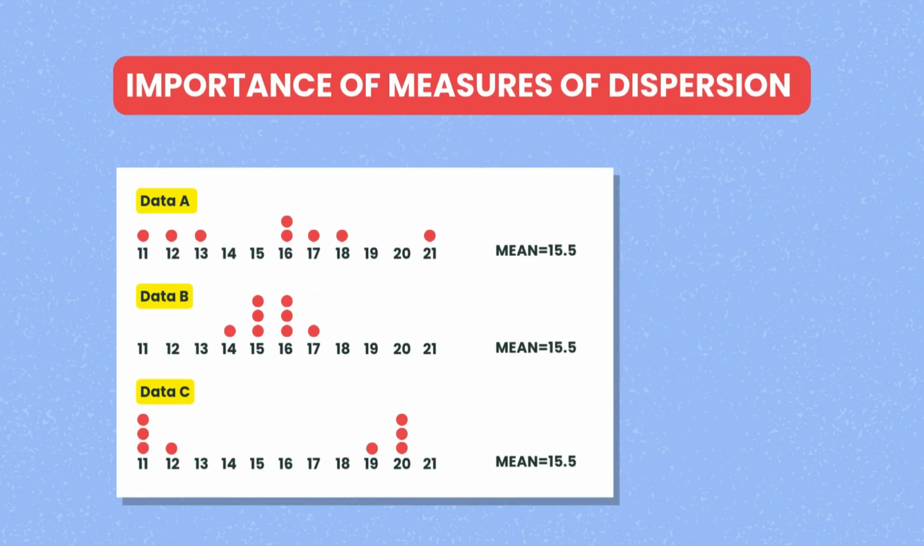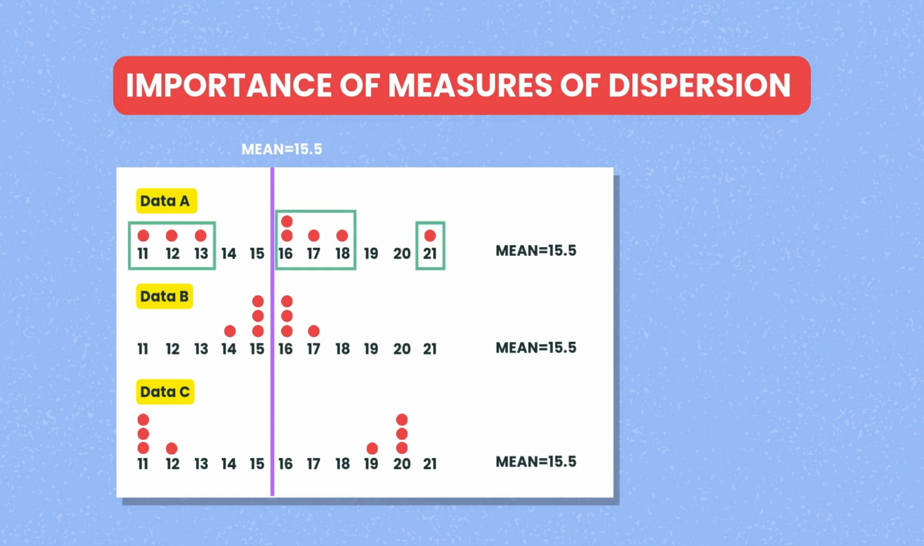We have here 3 dot plots for data sets A, B, and C. Each data set has a mean of 15.5. Where is 15.5? It is somewhere around in the middle. The values of the mean are the same. But take note, the distribution, or the distance of which observations are different.